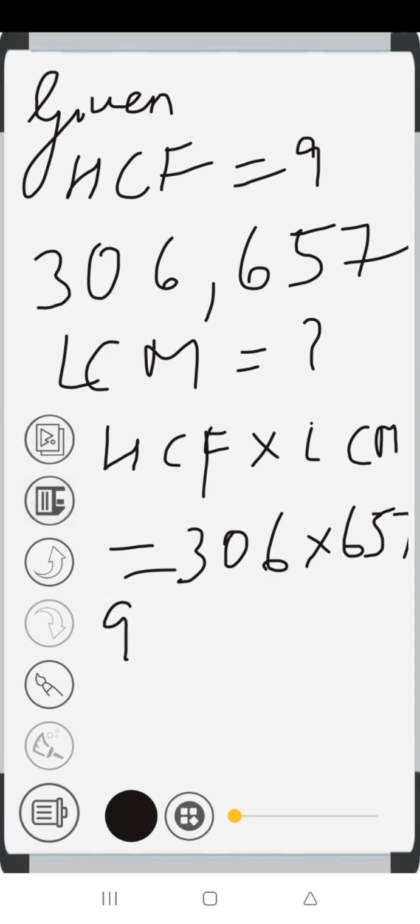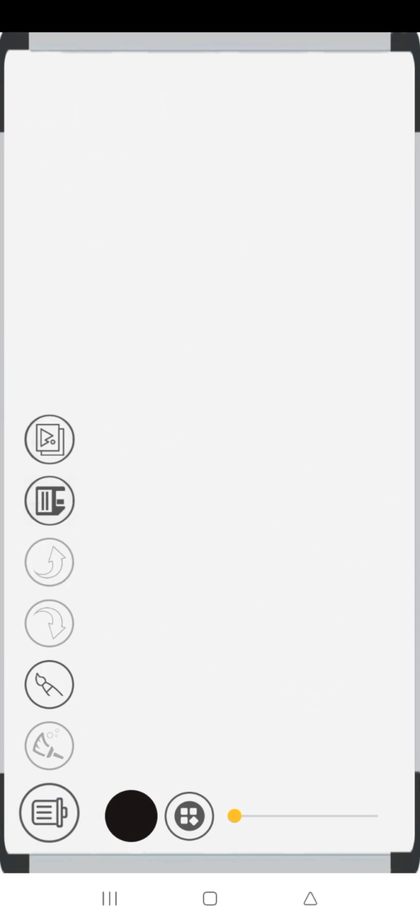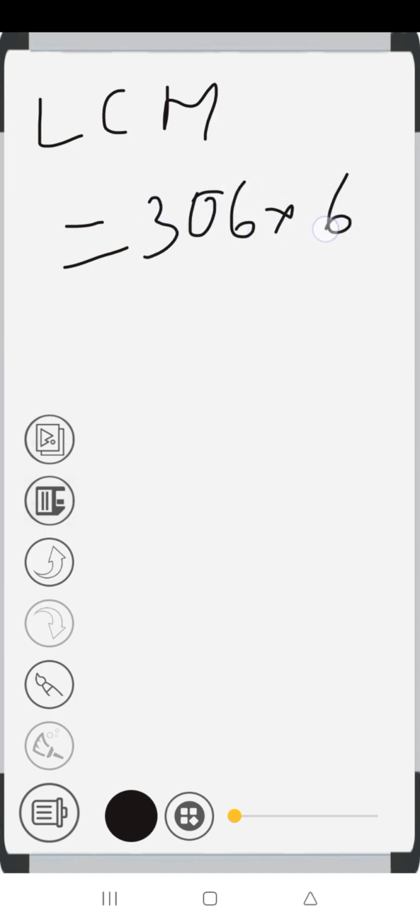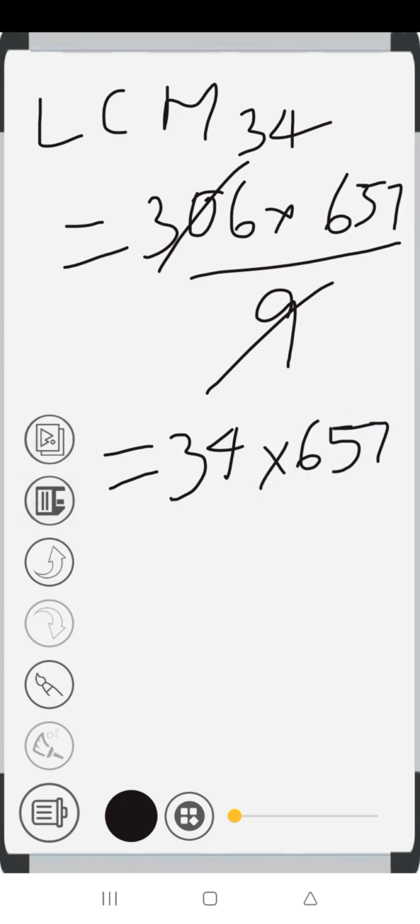So 9 into LCM is equal to 306 into 657. To find out the LCM, we can rewrite this as 306 into 657 by 9. When we cancel out 9 and 306, we get 34. So 34 into 657. If we compute, we will get the LCM.